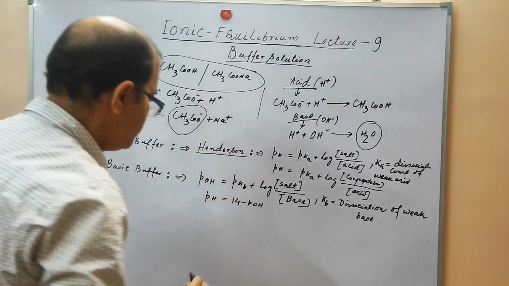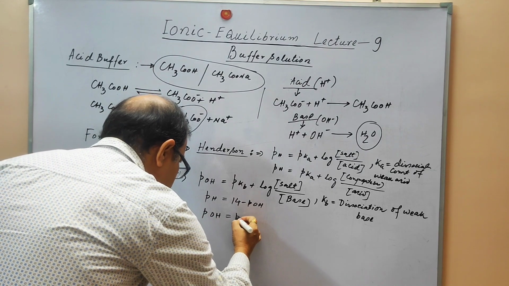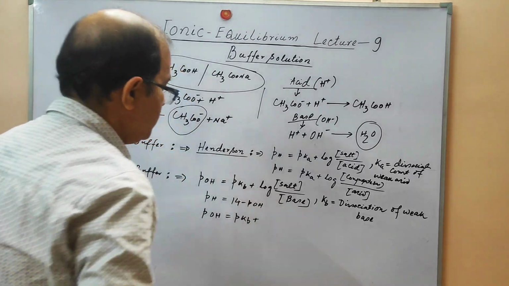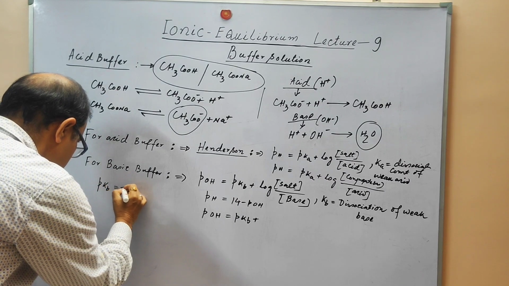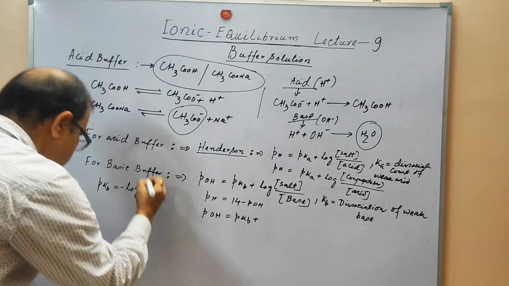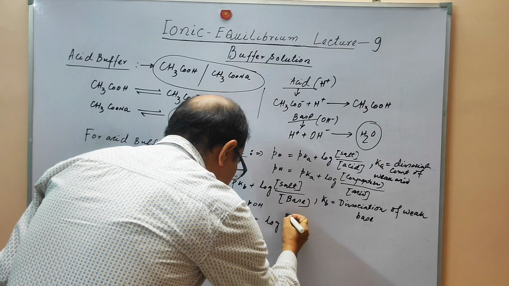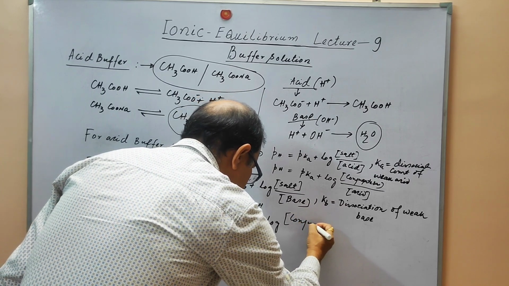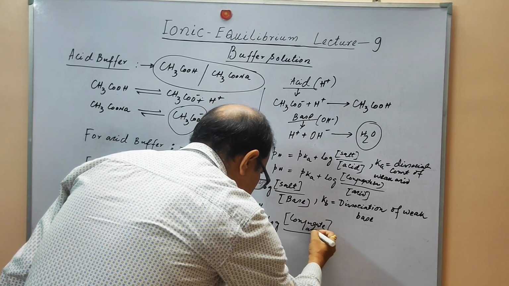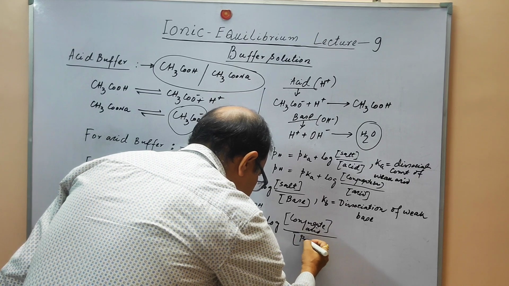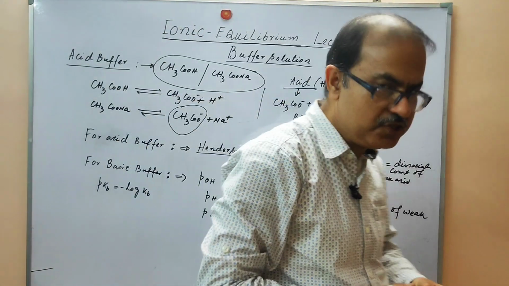We can also have this relationship further modified. We know pOH equals pKb, where pKb is minus log of Kb, plus log of concentration of conjugate acid divided by concentration of base. So these are the equations, and they will be very helpful.